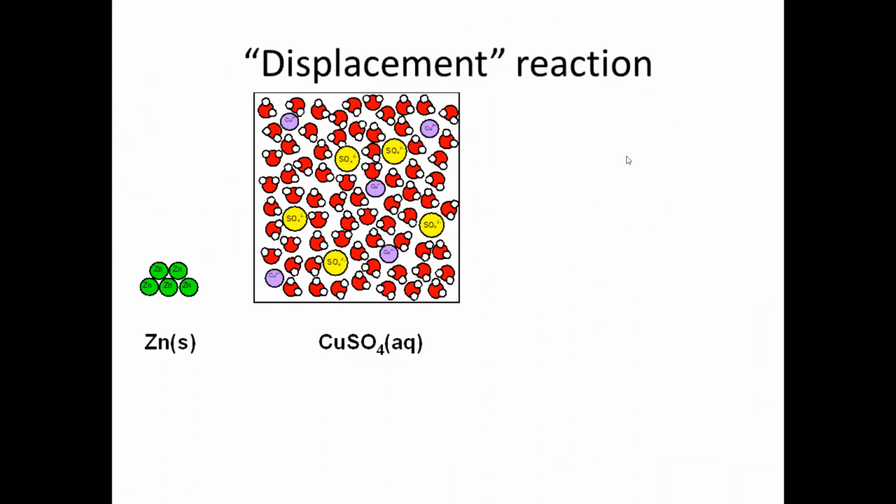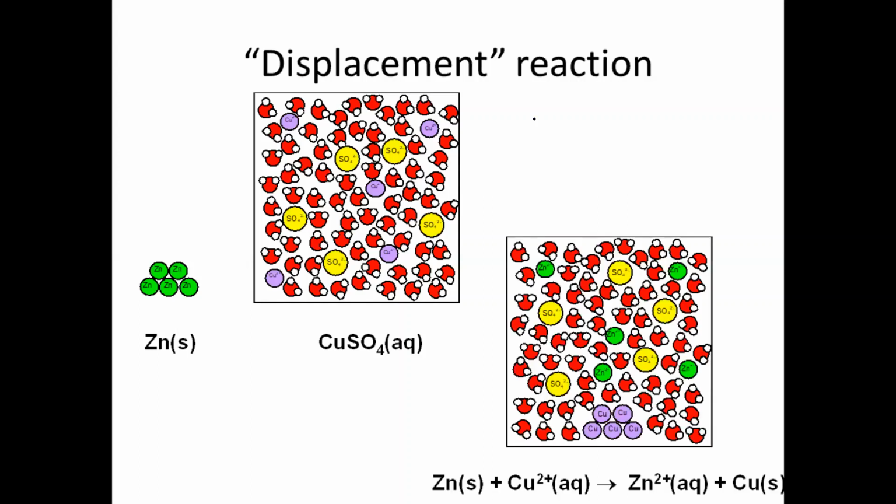Another example is a "displacement" reaction. I put it in quotes because it's not really a proper name of a reaction at A level. It works for sort of key stage 3 and GCSEs, so that's why we teach you that way. So what happens? Can you predict? Yeah, so zinc is more reactive than copper, so zinc will remove copper from its compound.